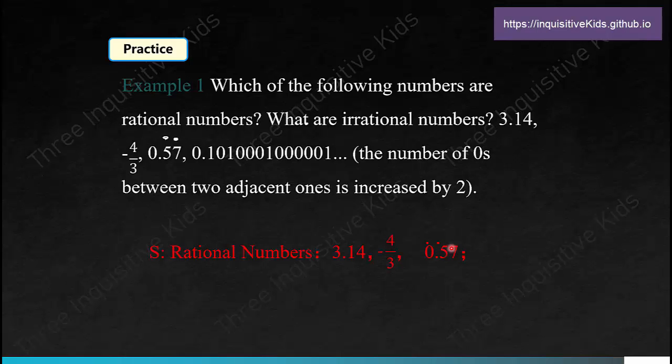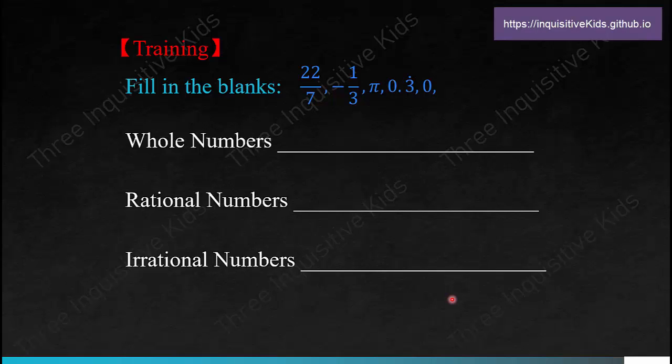Any decimal with these dots in front of it is a recurring decimal, which means it is definitely a rational number. And 3.14 is trying to remind you of pi, except that pi goes on forever, and this is just 3.14, so it is a rational number. The irrational number is just 0.101001 and so on.